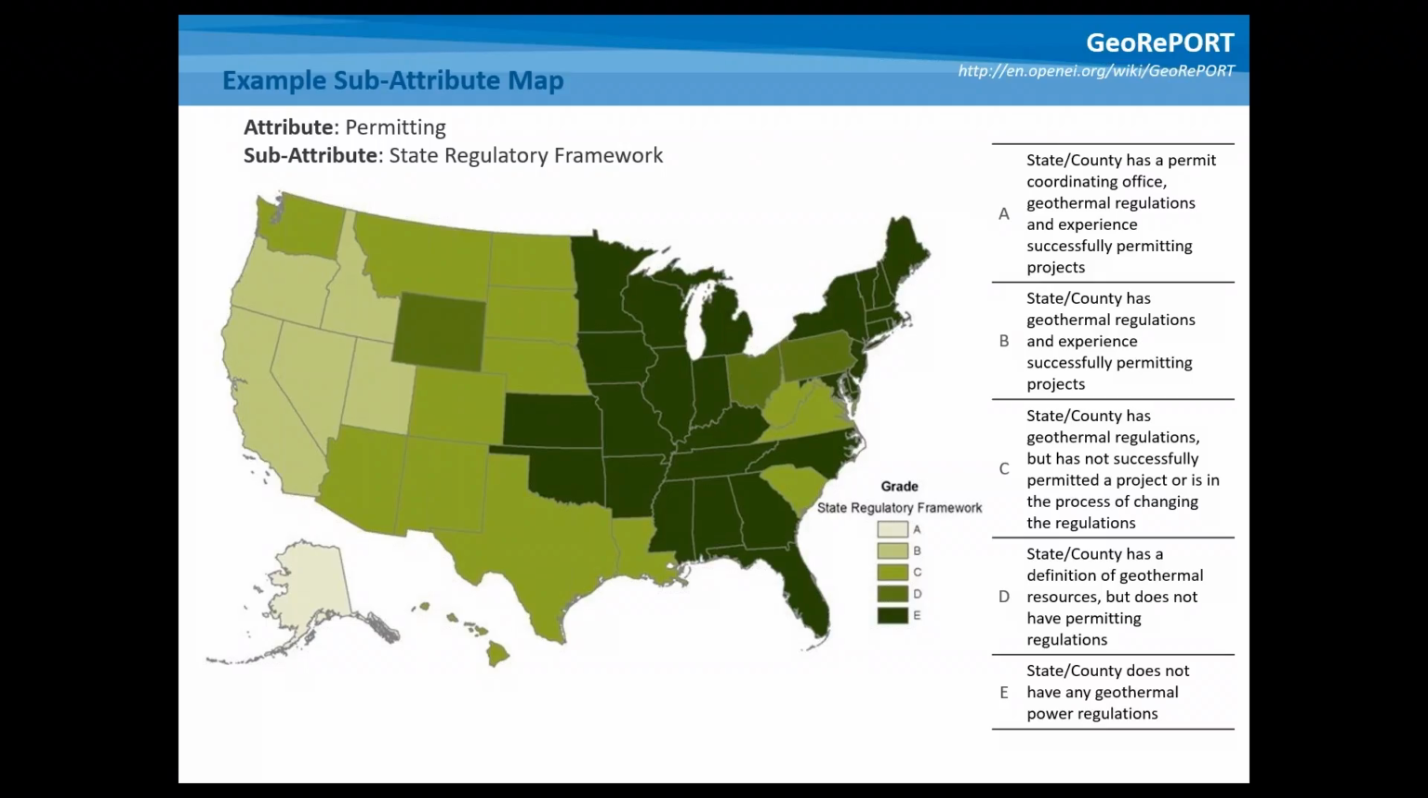GeoRePORT is free for anyone to use. The protocols are all available online, and the methodologies we use to evaluate U.S. resource potential have all been published, so others can apply the same methodology elsewhere in the world. The geological and technical assessment tools are immediately applicable anywhere in the world. These attributes are universal no matter where you are.